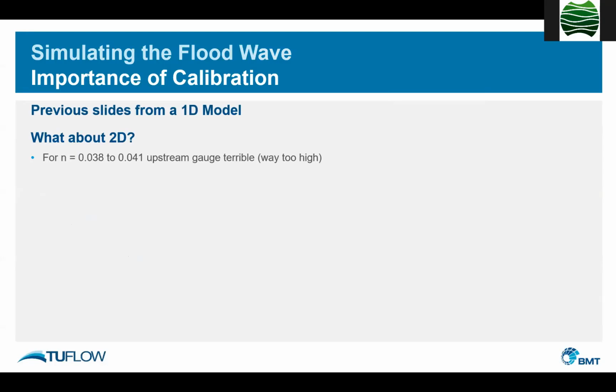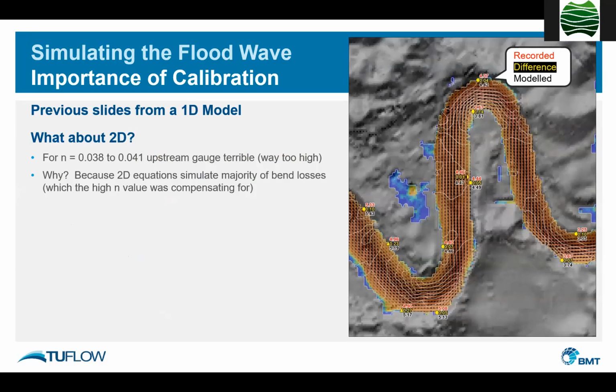So what about 2D? This study also developed a 2D model. When we ran the 2D model with the 0.038 or 0.041, just out of interest, the upstream gauge was terrible. We were way, way too high. And the reason for that is that the 2D equations actually will simulate the majority of your bend losses because they take that energy loss due to water changing direction around the bend into account, whereas a 1D model doesn't. Hence why you need to apply bend losses to a 1D model.